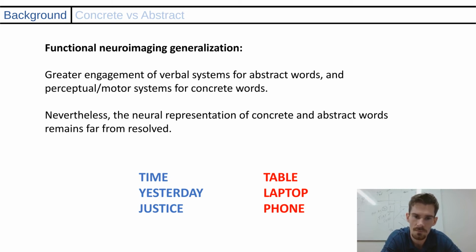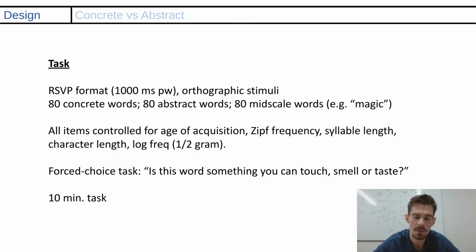Abstract words, just for a quick consultation, include words like time, yesterday, and justice, whereas concrete words, of course, can be perceived through the five senses, so things that you can touch, smell, taste, and so on, like table, phone, and laptop. So abstract words are thought to rely on language cortex much more so than concrete concepts.